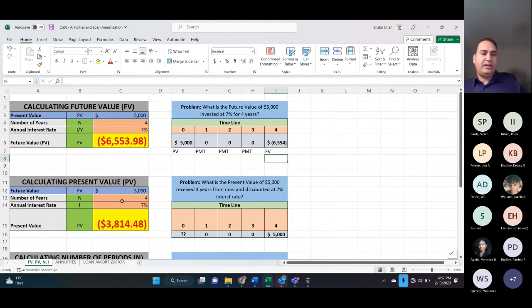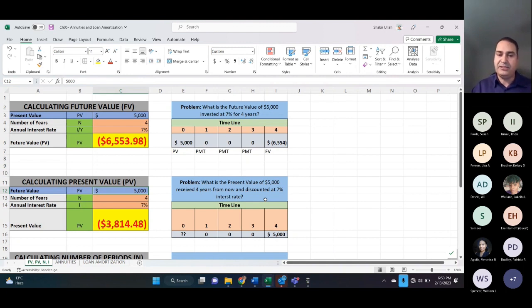Now, in a similar situation, but the thing here is that you are given a future value and you are required to calculate the present value. So what is the problem right here? What is the present value of $5,000 received 4 years from now and discounted at 7% interest rate? So the problem would be like, somebody asks you, hey, can you lend me some money and I will pay you 5,000 after 4 years? And you know that the interest rate in the market is 7%. Now, how much should you lend that person right now?